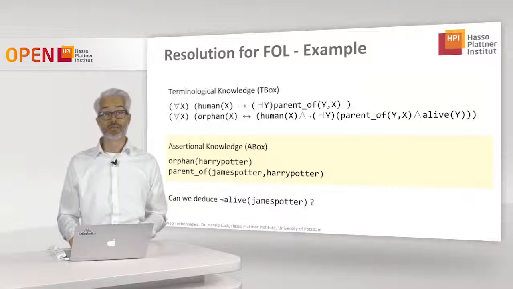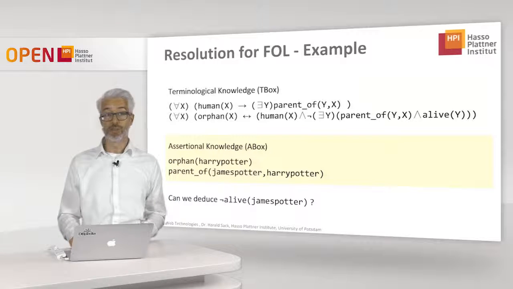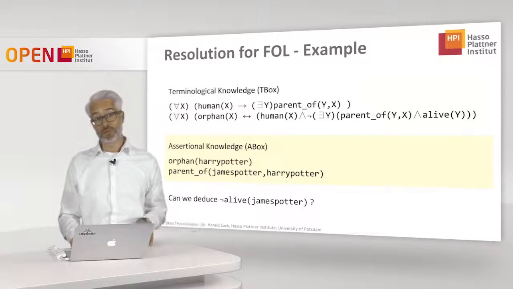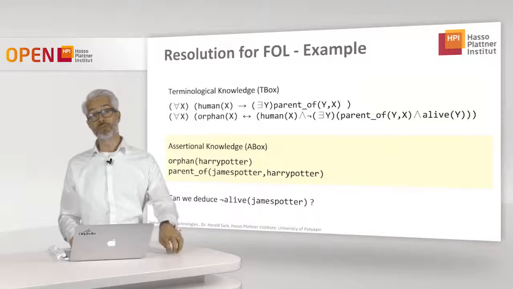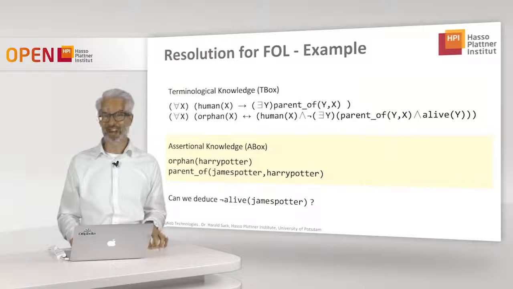So we have two axioms and then we apply this on individuals. We say, okay, we have one orphan, Harry Potter is an orphan, and we say James Potter is the parent of Harry Potter. And now the question is, can we automatically deduce from the knowledge that we have here that James Potter isn't alive anymore?